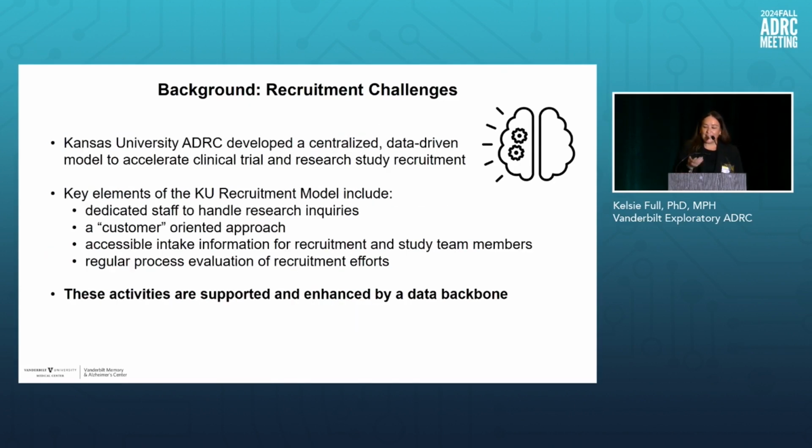Keeping that in mind, as you saw, Kansas University developed a centralized, data-driven model to accelerate clinical trial and research study recruitment. And I'll highlight again some of the key elements of the KU model: the dedicated staff to handle research inquiries, the customer-oriented approach, the accessible intake of information for recruitment and study team members, and the regular and ongoing process evaluation of these recruitment efforts. And you saw that all these activities are really well supported and enhanced by their data backbone.